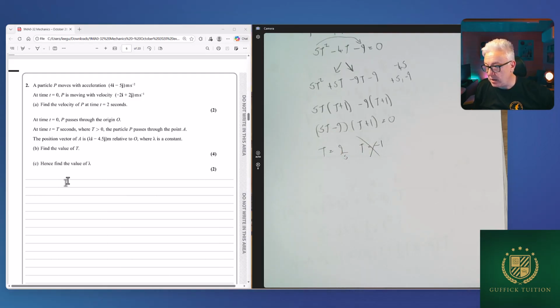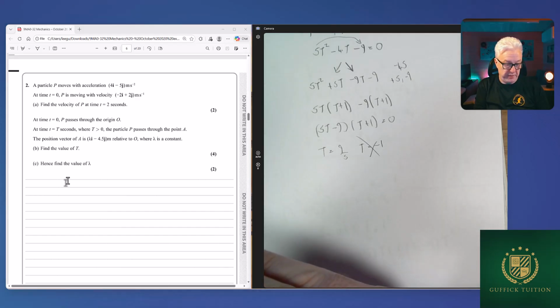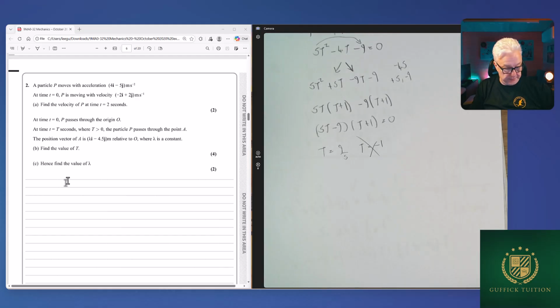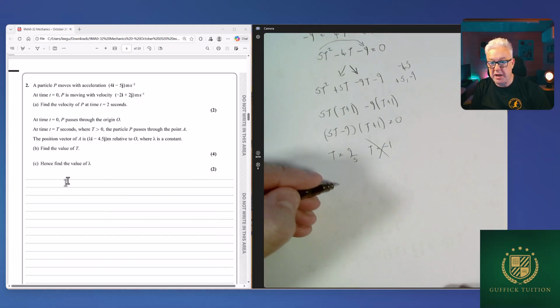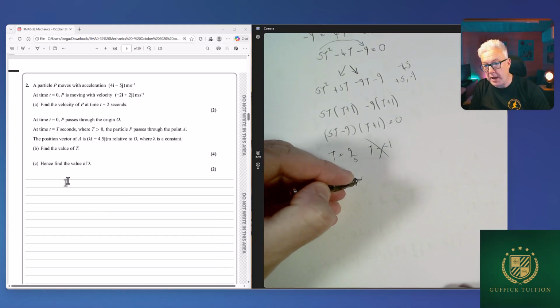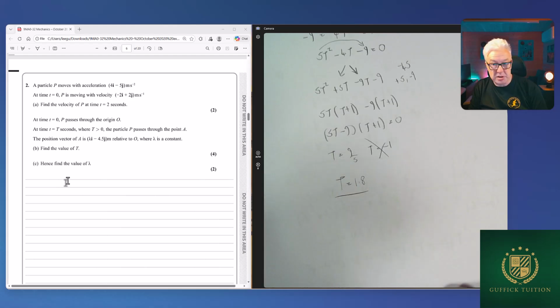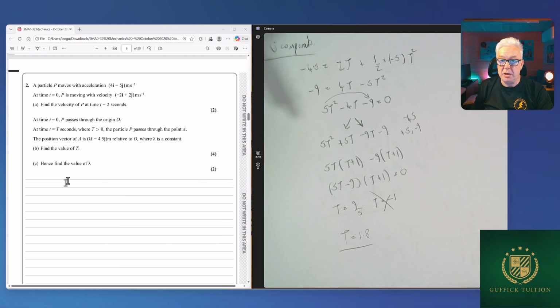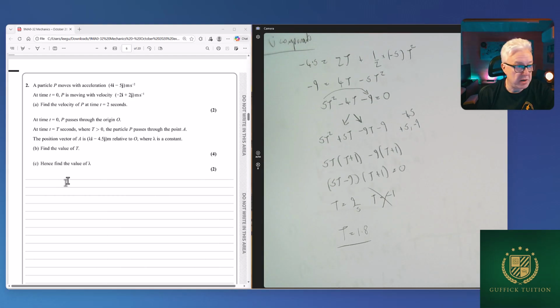So it's going to be 9 over 5. Let's see what that is as a decimal. 9 divided by 5 is 1.8. So therefore the value of t is equal to 1.8. Now I obviously just factorized it manually. Let's look on the mark scheme and see where the marks are in terms of what you're required to do.